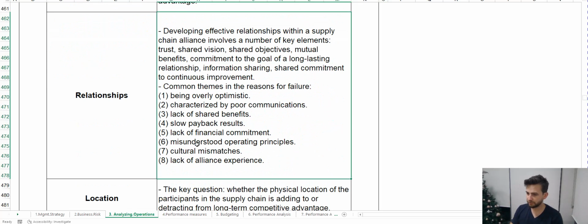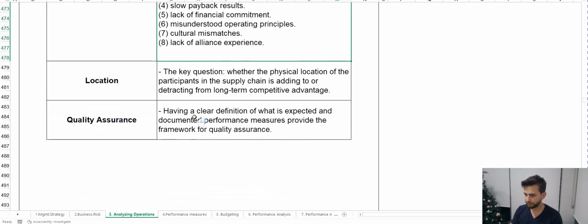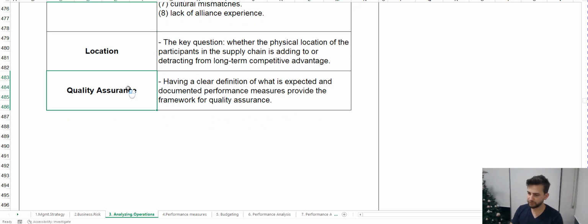So relationships. Developing effective relationships within a supply chain alliance involves a number of key elements: trust, shared vision, shared objectives, and so forth. The common themes for failure are being overly optimistic, poor communication, lack of shared benefits, slow payback, lack of financial commitment, and so forth. Okay, and then two more considerations at the end: location, what's the physical site, and then quality assurance, so having a clear definition of what to expect, and documented performance measures providing the framework for quality assurance.